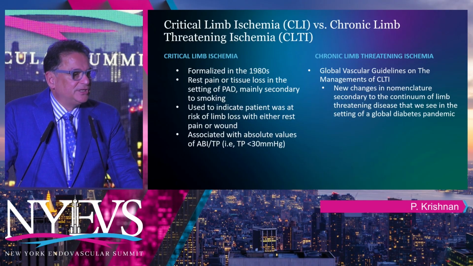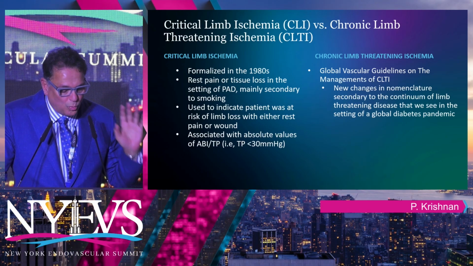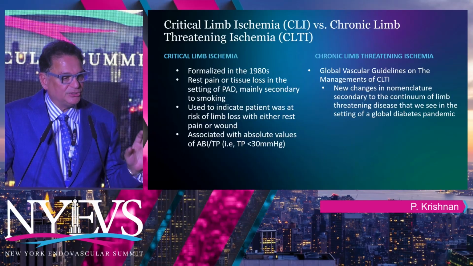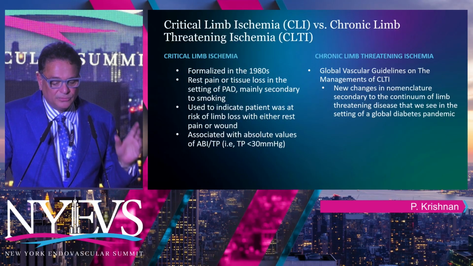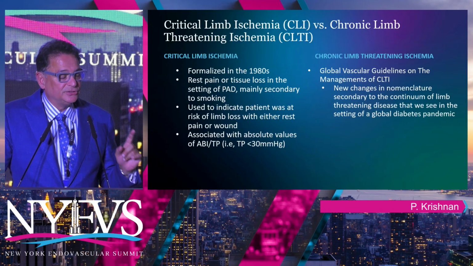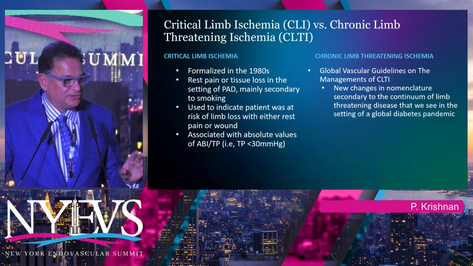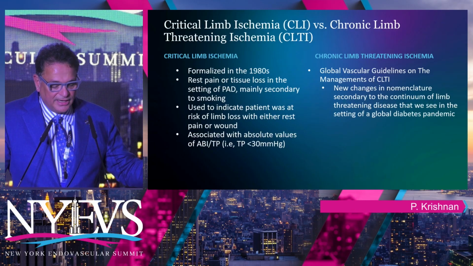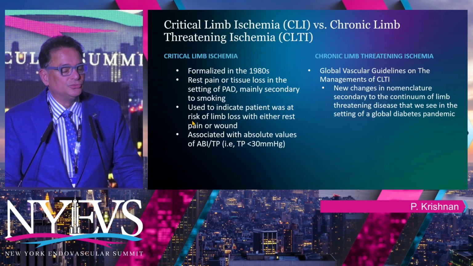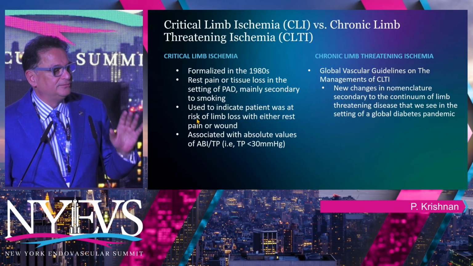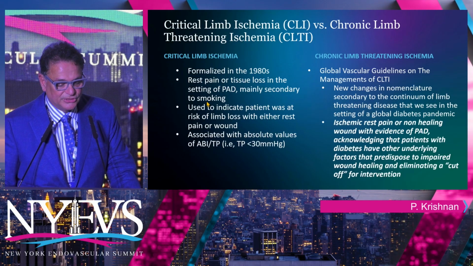The reason critical limb ischemia was used was to indicate a patient who was at risk of limb loss with either rest pain or wound. But with chronic limb-threatening ischemia, they made a change in the nomenclature to look at the continuum of limb-threatening disease that may start at claudication and then end up at critical limb ischemia. Generally, to show that there's a progression pattern of this disease in patients with the risk factors for limb ischemia.